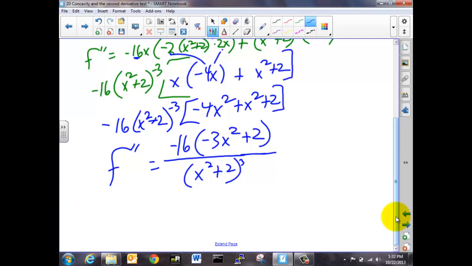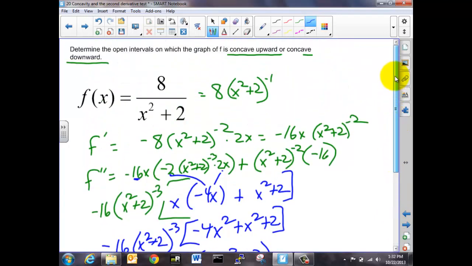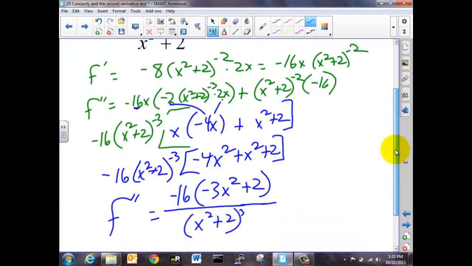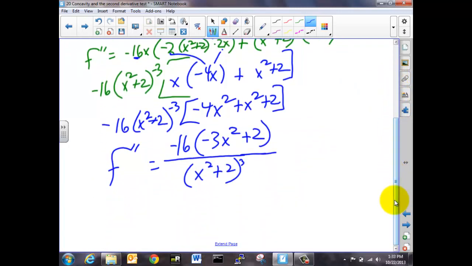Okay, so now, go back to the question. Determine the open intervals on which the graph is concave up or concave down. What do you think we need to do? Set it equal to 0. When does this thing equal 0? When the top equals 0. Can negative 16 ever be equal to 0? No, so we're not going to worry about that. We're going to deal with this.